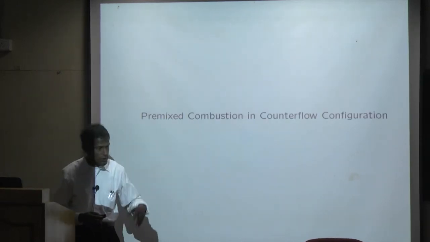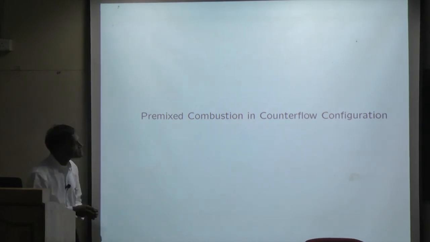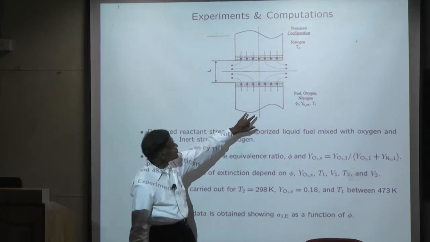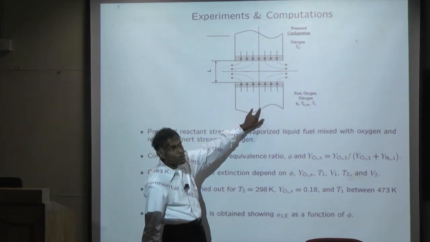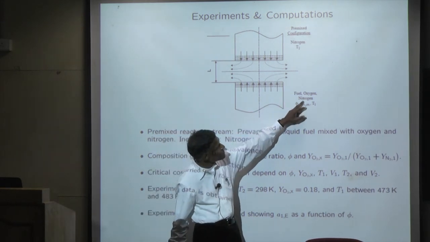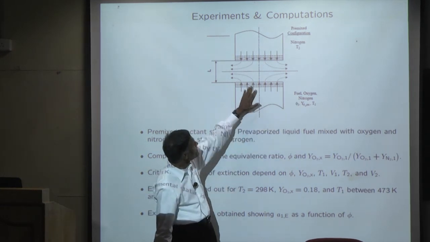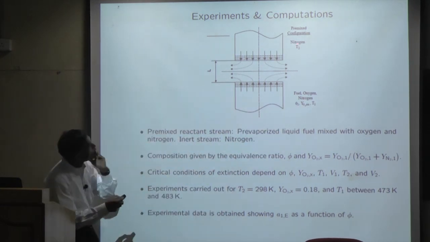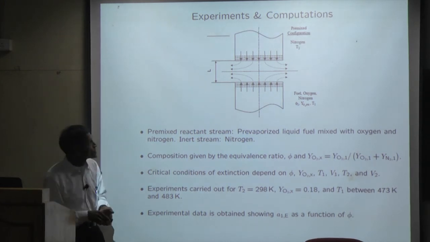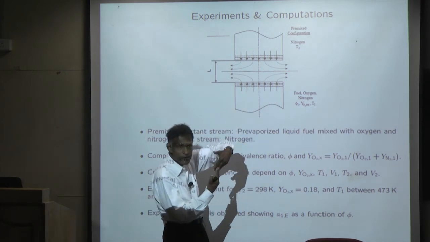So now the premixed flames. All this I talked about was for non-premixed flames. We also looked at premixed flames. Here, from the bottom you have pre-vaporized fuel mixed with oxygen and nitrogen, so it's a premixed configuration. From the top we simply have pure nitrogen. Therefore this is a premixed mixture stabilized against the nitrogen stream.